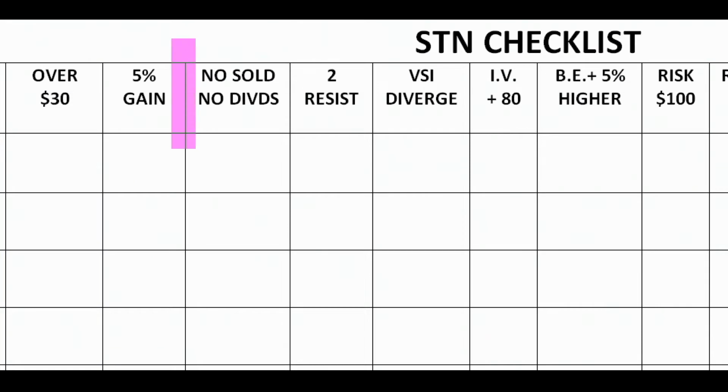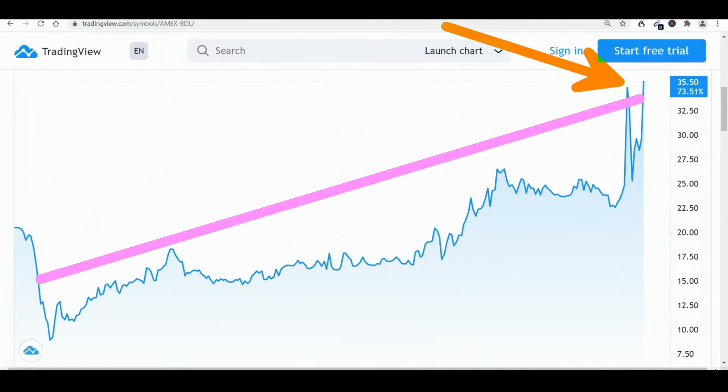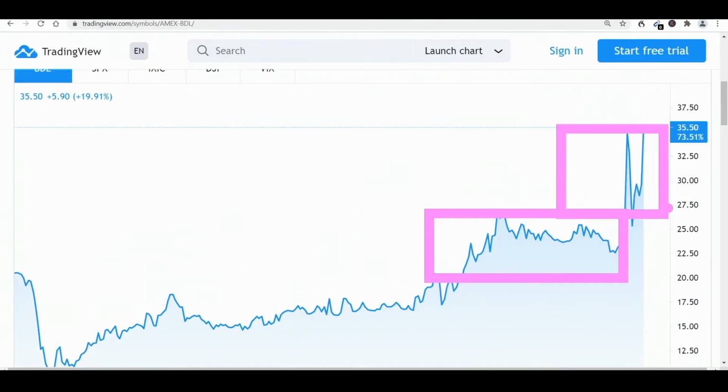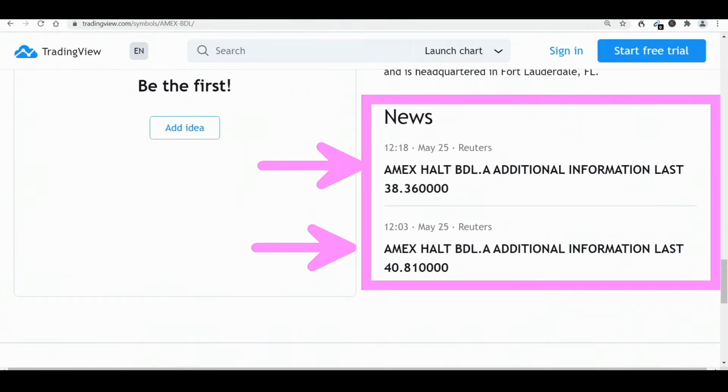Now what? We want to make sure that the company did not sell out, nor do they have an upcoming dividend. We also want to make sure there's at least 2 lines of resistance. So we'll click on the chart. Just from a quick estimate, I would say we're against resistance. Second resistance, probably range box. So we can check that off. Then look at the news. They didn't sell the company.